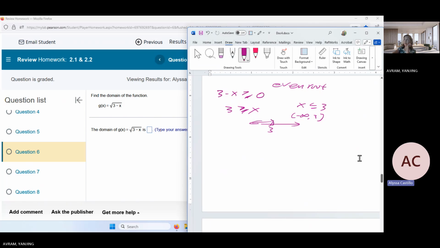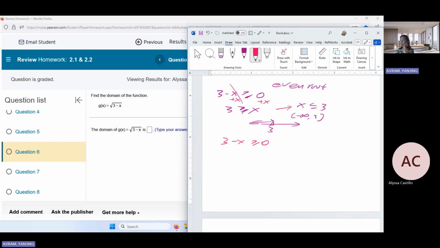You said it's much easier to add an x on both sides? Yeah, because this is negative x. If I add x on both sides, this cancels out, right? So I have 3 greater than or equal to x. And then if you write x on the left, it will be x less than or equal to 3.